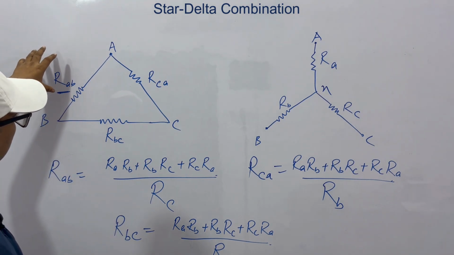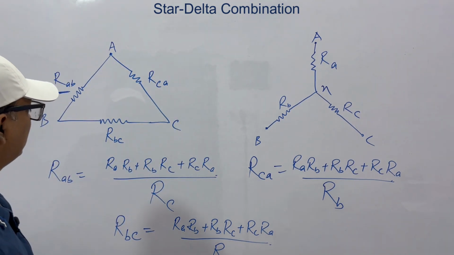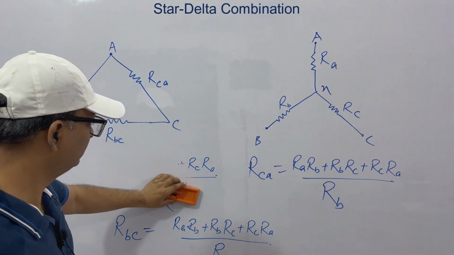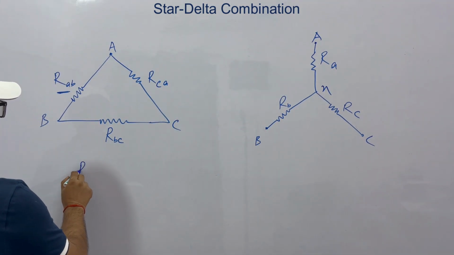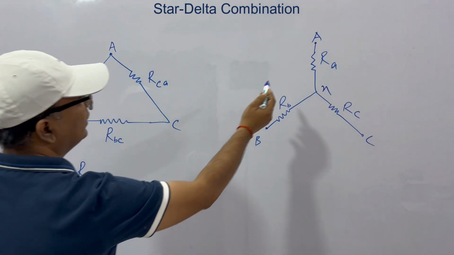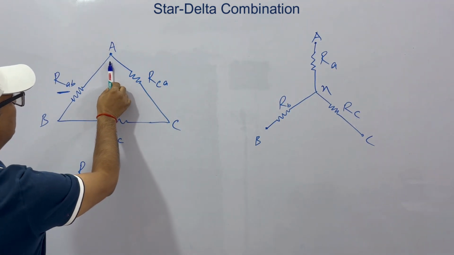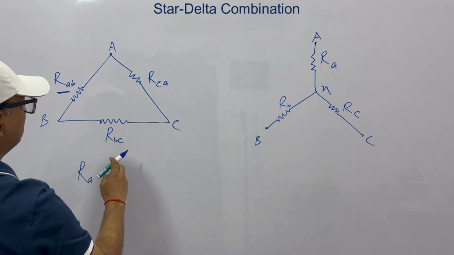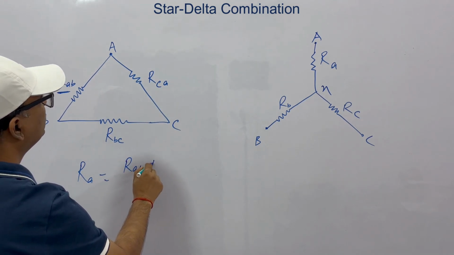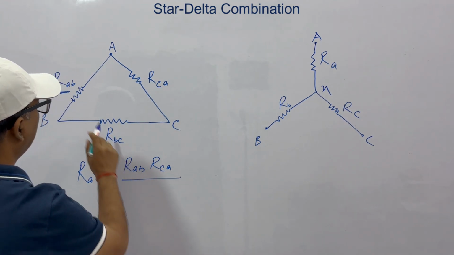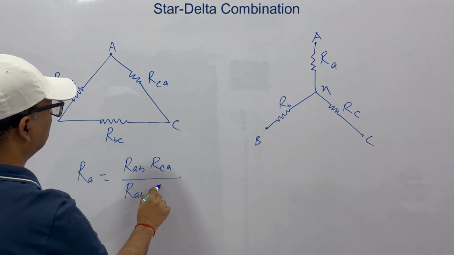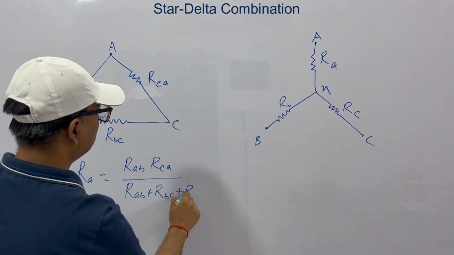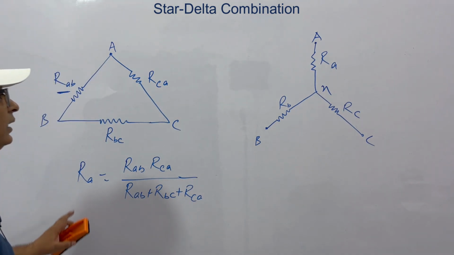Similarly, if you have a circuit in this form, how can we get it in that form? You want to find RA. What do you have to do? This is RA. So you multiply this into this, that is RAB into RCA, and then divide by the sum of all three, RAB plus RBC plus RCA. So this is how you get RA.